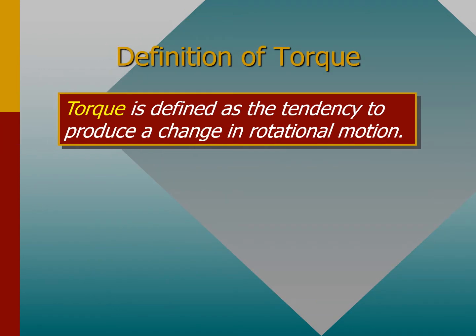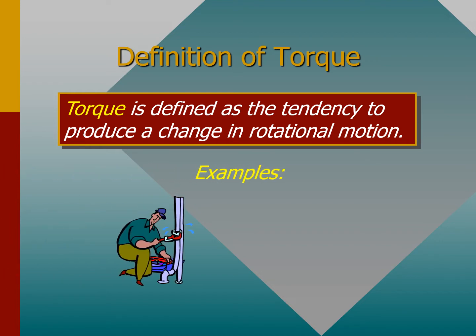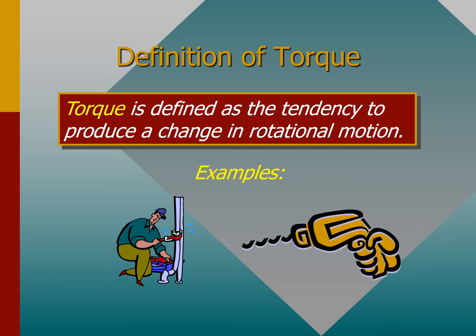As seen in the previous slide, torque is defined as the tendency to produce a change in rotational motion. Here we have somebody turning a pipe wrench. Here we have a drill. A drill will apply torque and cut through the wood. The pipe wrench will turn the socket.